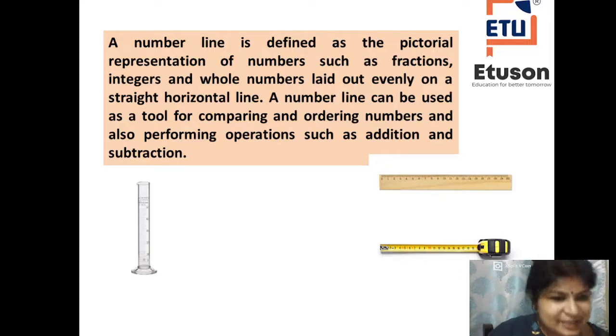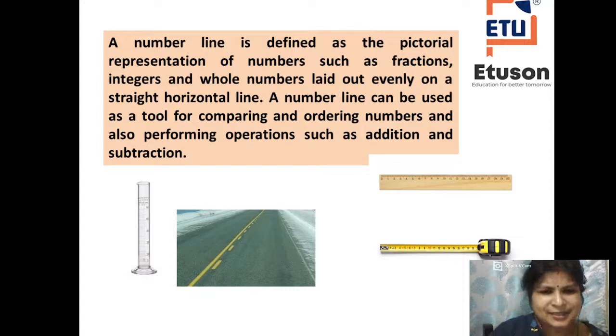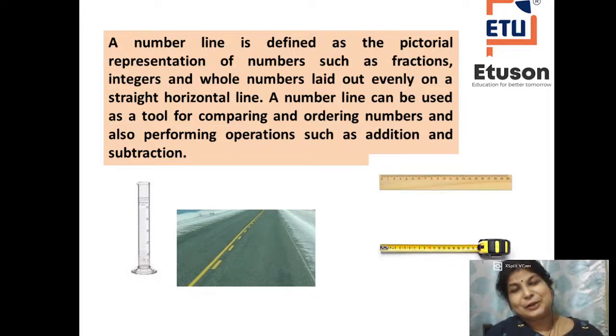Now what is this? This is a measuring cylinder. There also you have graduation, which you can use to measure the water or the solution which is taken inside the measuring cylinder, correct or not? So there is also a number line. So now I will take one interesting example for it. What is this? It's a national highway or the road. Have you observed the marking on the road? It is equally spaced, right? So that also, if numbers can be written on that, is an application of number line.